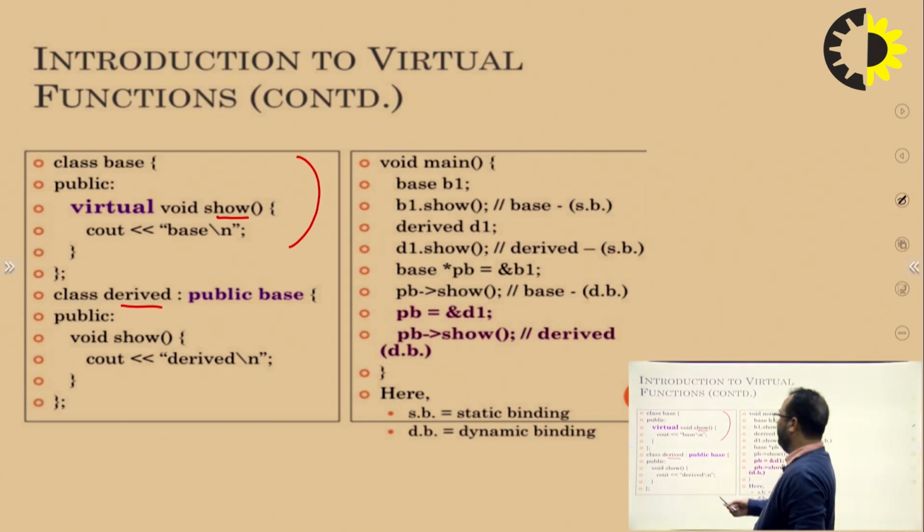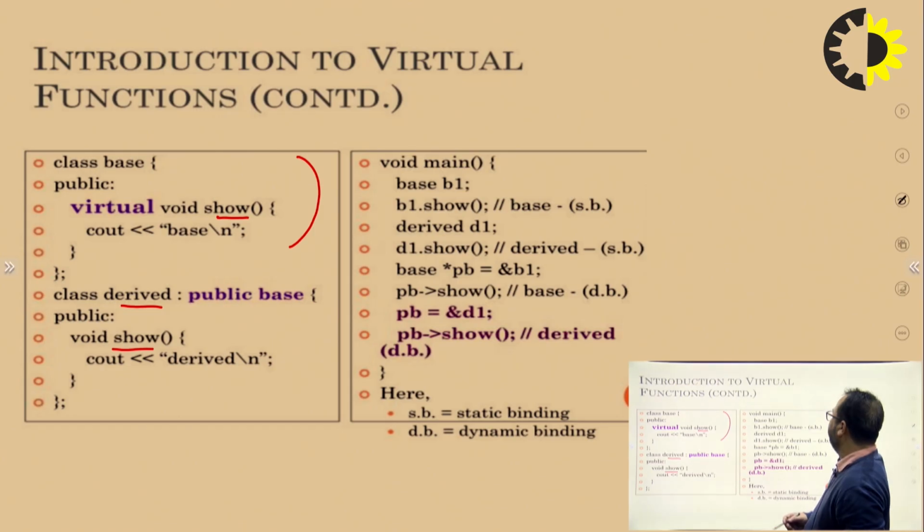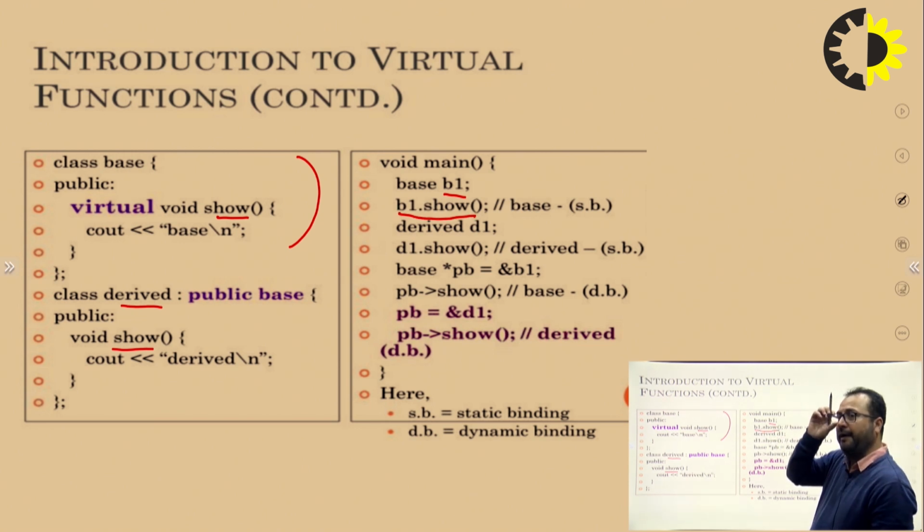So, again we have a show function. The function name is the same, and it has just a single line of code which prints "derived". Now, we have a base class object. Using the base class object, we are going to invoke the show function.